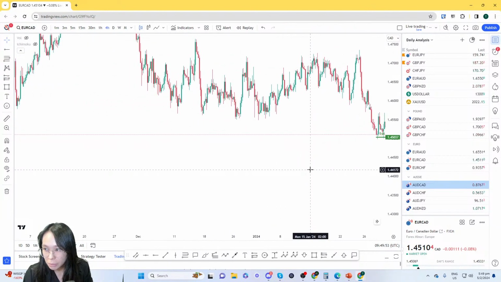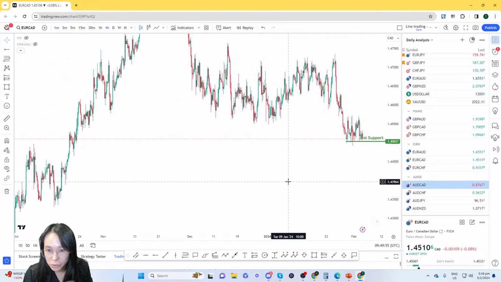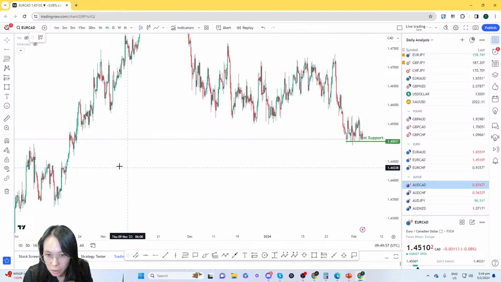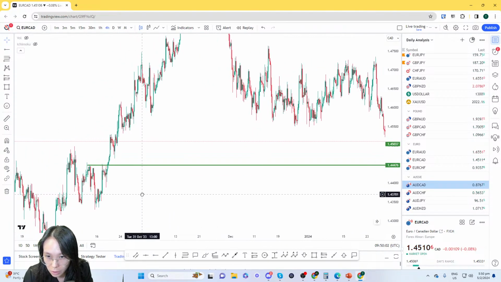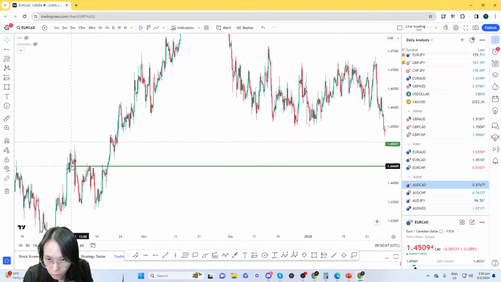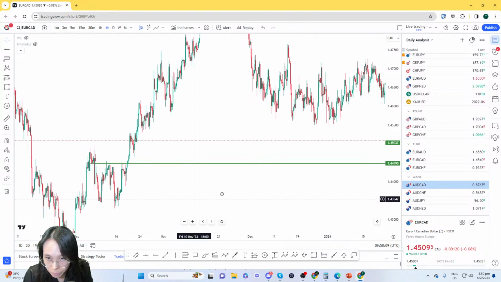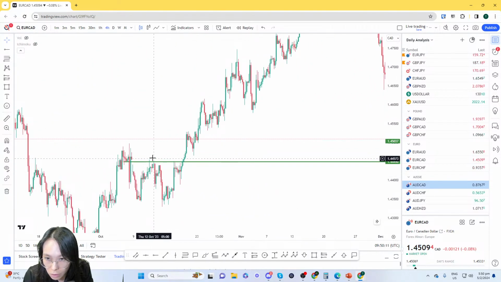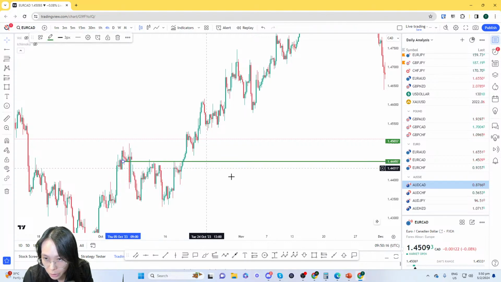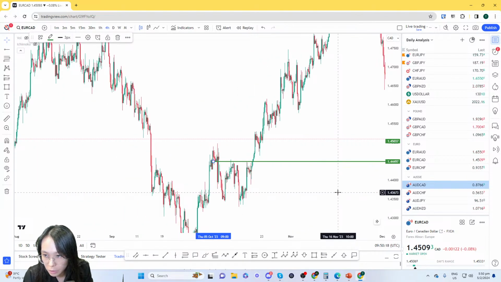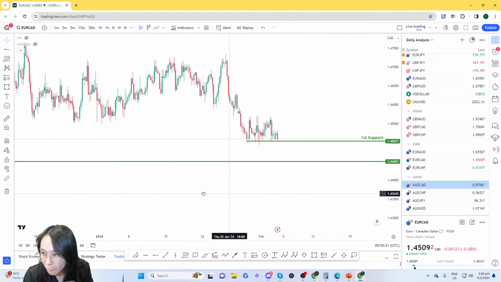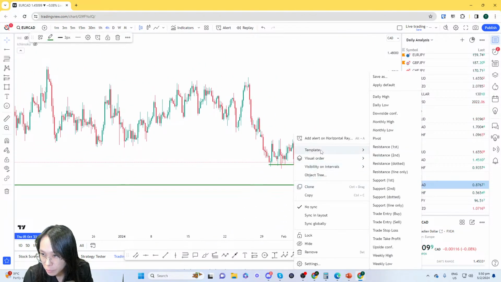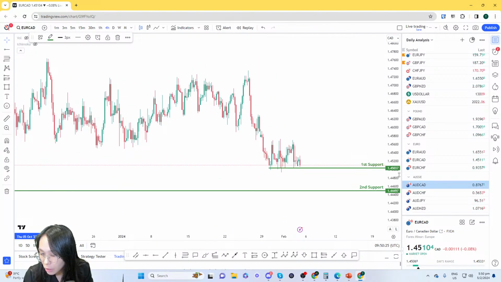I'm going to make the chart a bit smaller to look for our second support. It'll be right at this level. You can see the price pull back. We could also connect to the wicks here. So now we have an overlap support.